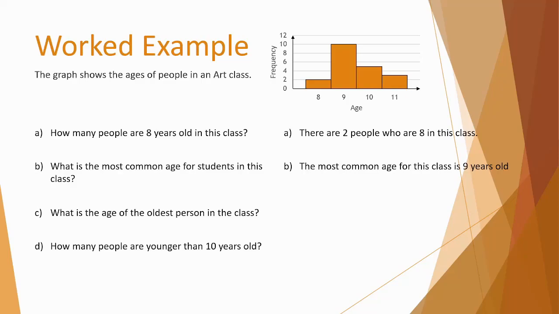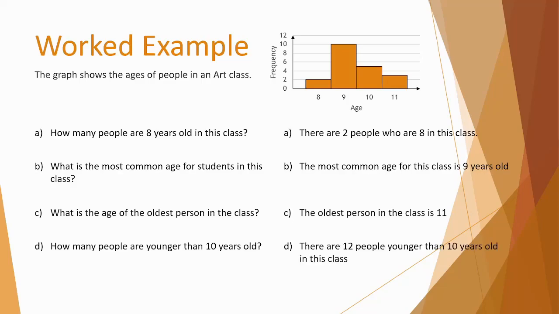Our third question is what is the age of the oldest person in the class? So I look across the bottom and I can see the ages ranging from 8 upwards, and I can see that the last age there is 11. So based on my histogram, the oldest person in the class is 11. And the last question, how many people are younger than 10 years old? Now this is a tricky question because it's asking for a range of ages. The ages that are younger than 10 years old are 8 and 9. So I can see that 8 has a frequency of 2. 9 has a frequency of 10. So I add those two frequencies together and I can write in my book, there are 12 people younger than 10 years old in this class.